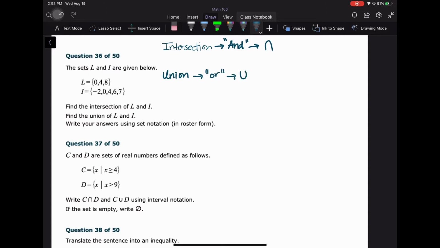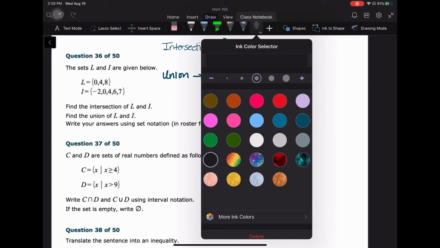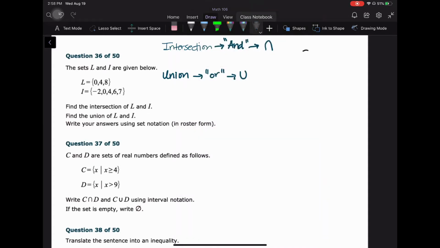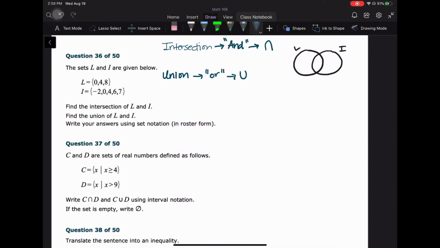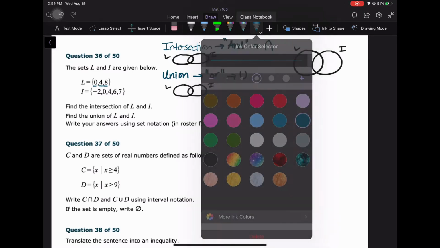In a general Venn diagram, we have two items that go together. So here's one, that would be all of the items in the set L. Here's another, that's all of the items in the set I. The set L contains only the numbers 0, 4, and 8. Nothing in between, it's just those three different numbers. The set I has -2, 0, 4, 6, and 7.